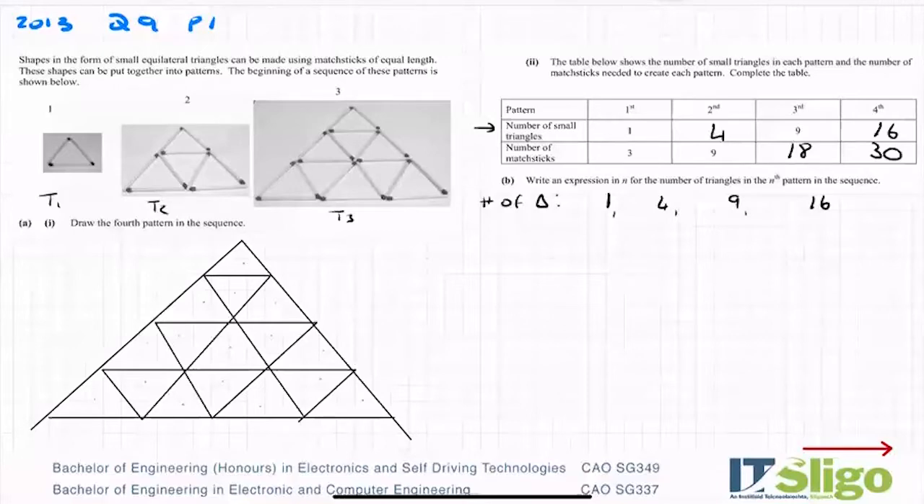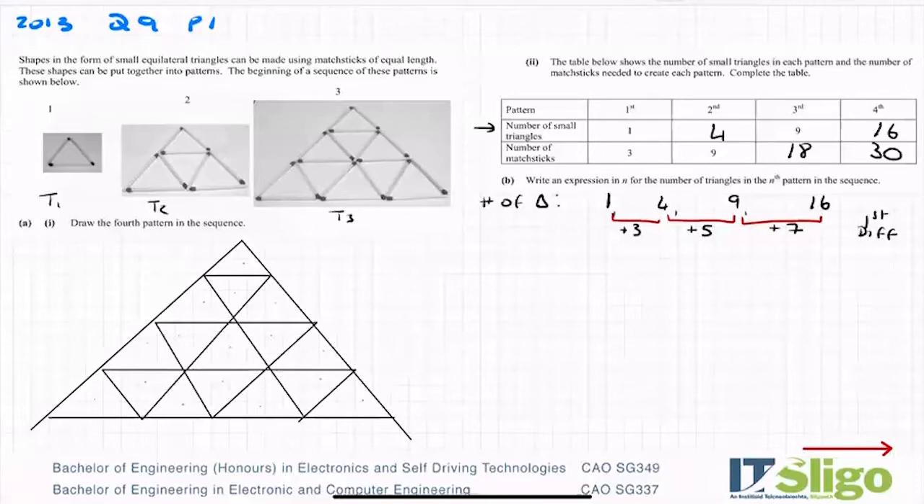Okay, so let's have a look at the difference, if you remember our common difference. So I'm looking at the difference between the numbers. The difference between 1 and 4, I added on 3. Here I added on 5. Here I added on 7. Okay, so this is what we call the first difference. And it's not the same, so it's not what we call a linear arithmetic sequence.